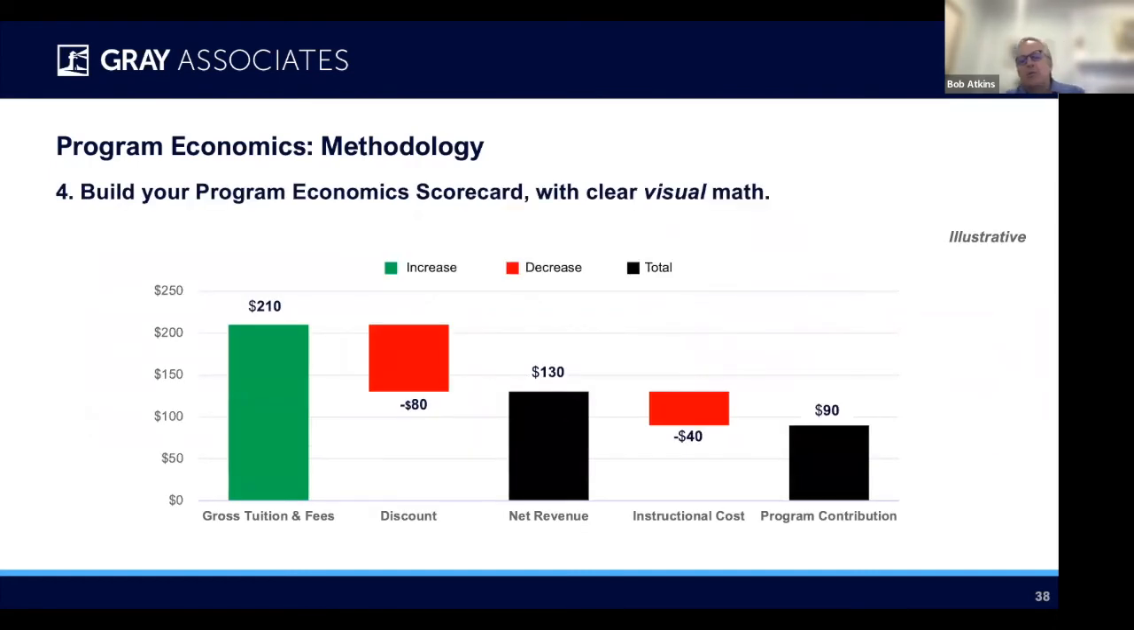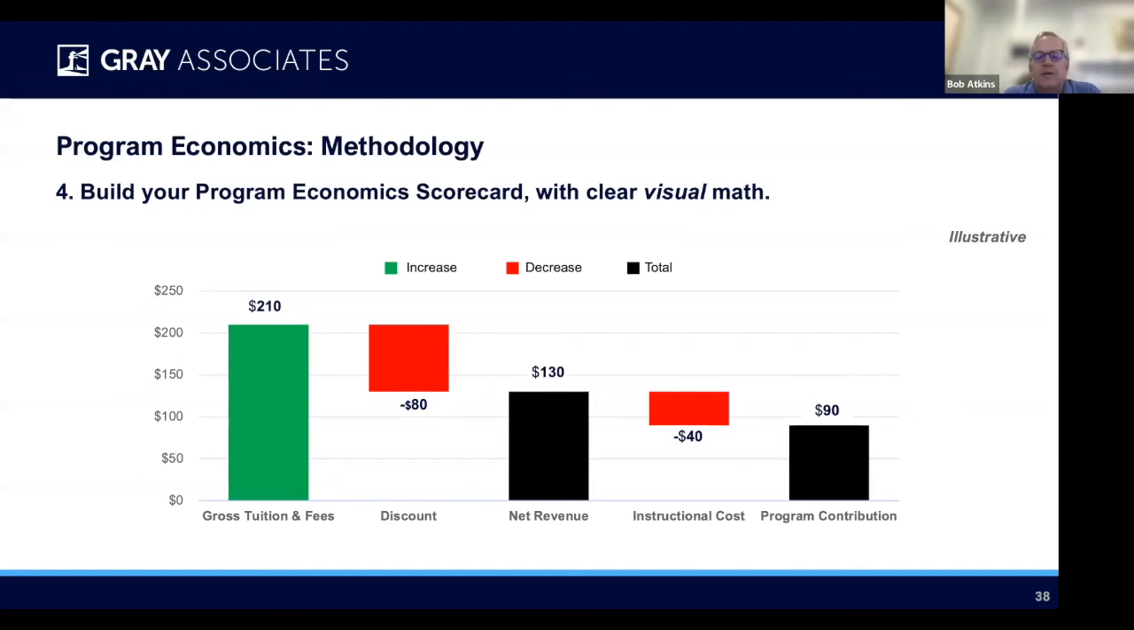And then I think one of the most important things here is to do clear visual math, because you've got people in your faculty who haven't done math since high school and probably didn't like it then. So give them a visual they can easily understand. With all the competition for our time and attention, anything that makes it easy to understand is useful for everybody. So gross tuition and fees here, you can see it walking down discounts.